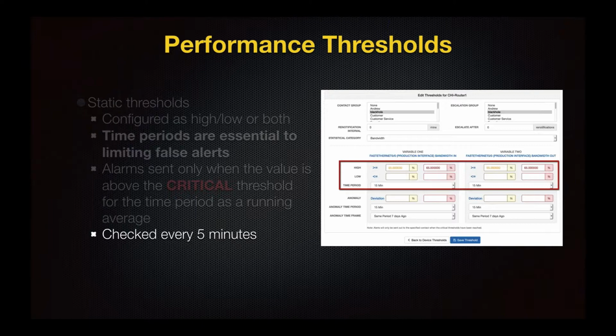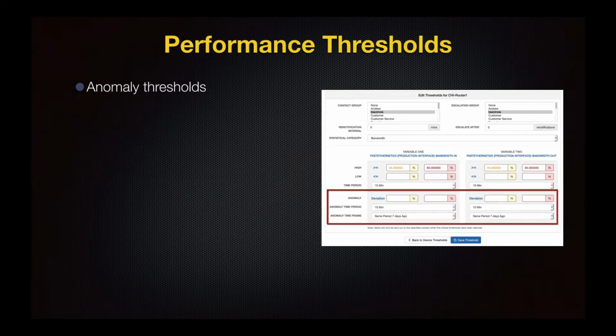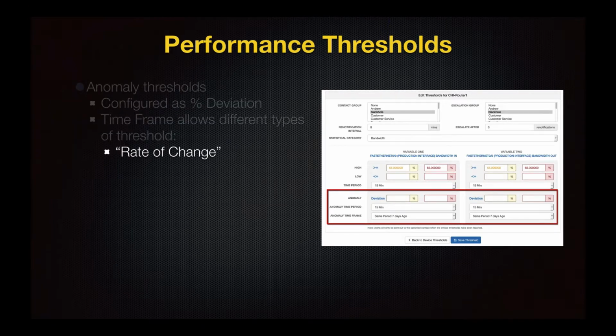to the threshold values. The second kind of thresholds are anomalies, and anomaly thresholds are configured as a percentage deviation. So this is basically looking at another time period. For example, looking at rate of change is the immediately previous time period and saying if this 15 minutes is different than the last 15 minutes by more than this percent, that's an anomaly.